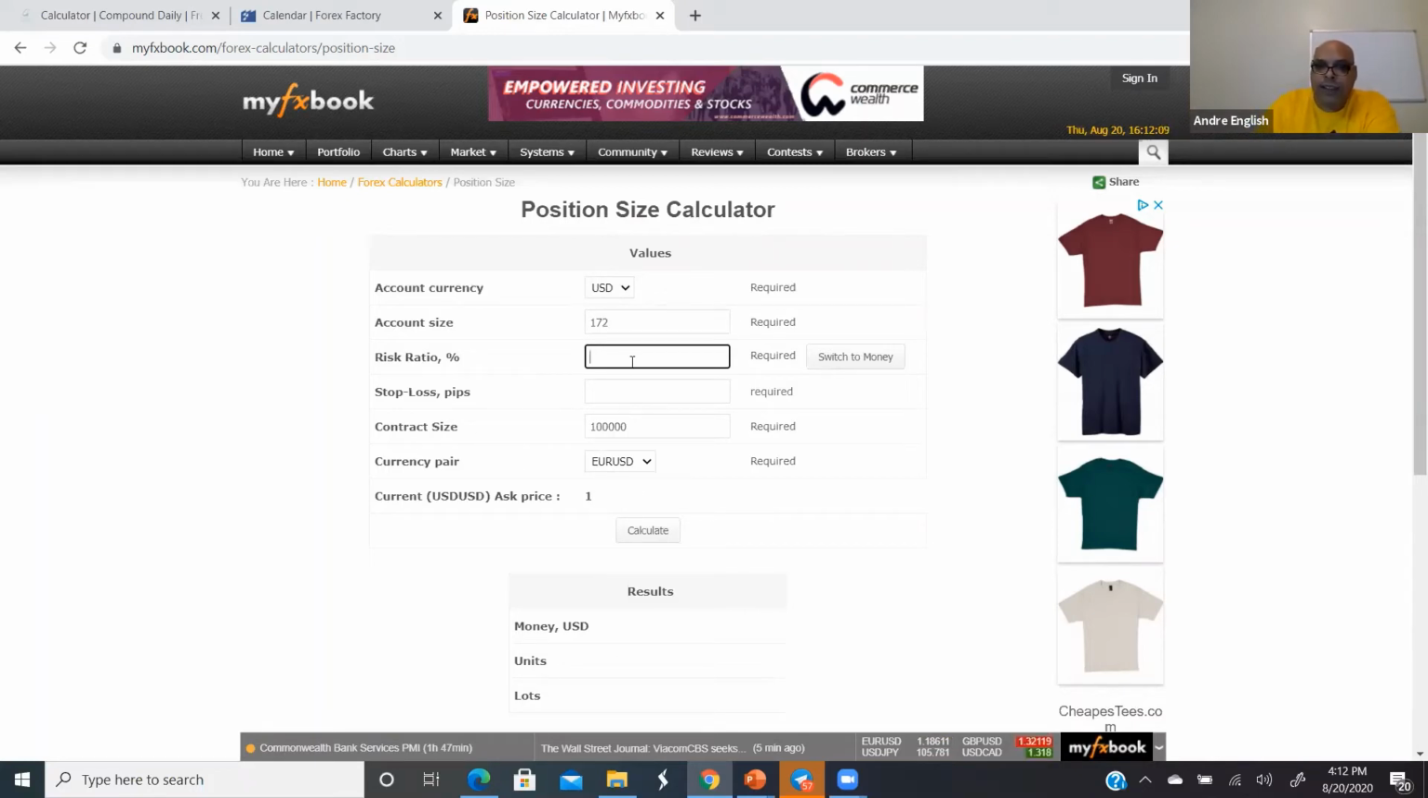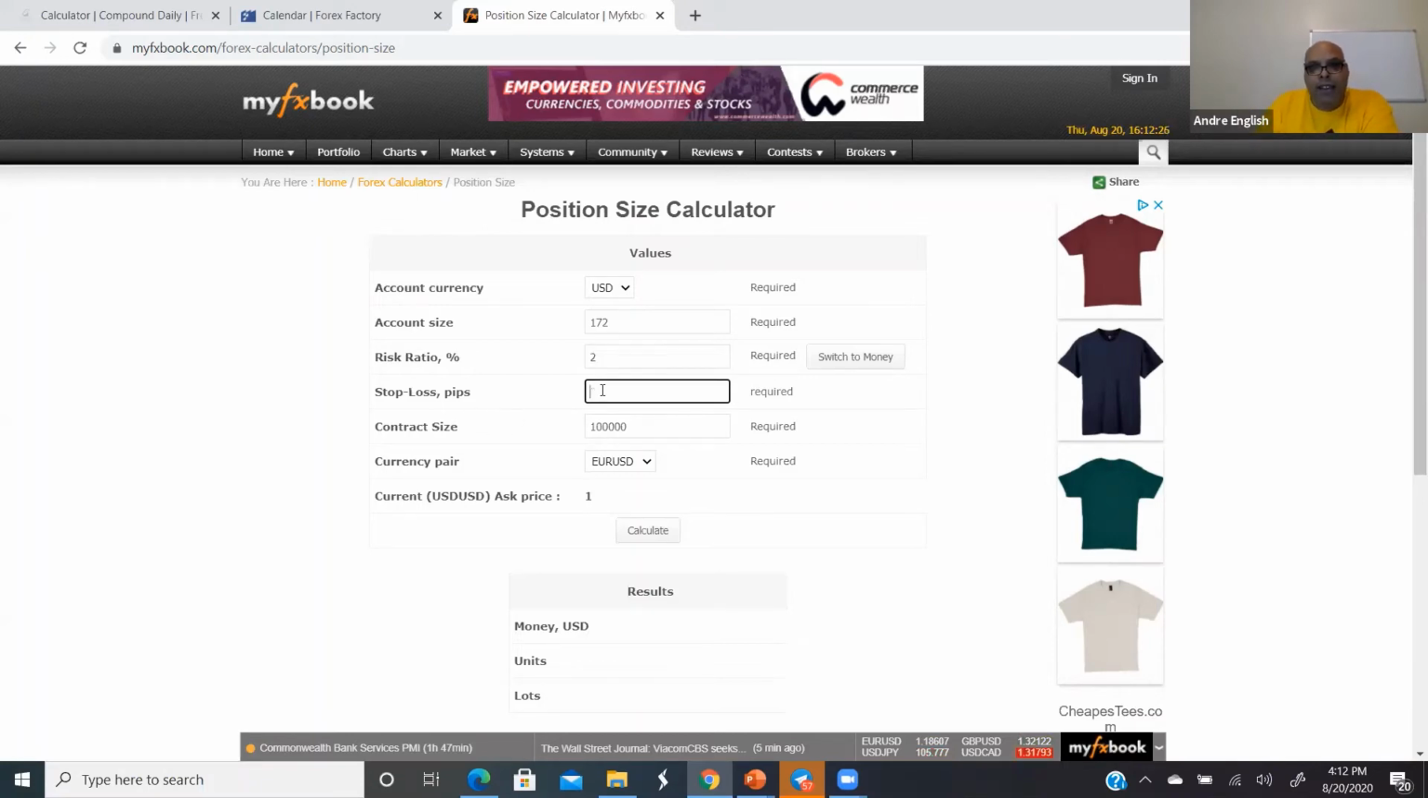We want to risk 2% of our account on this particular trade. Maybe on a trade that we're really excited about, we might do 3%, but in general, we only risk 2 to 3% on our trades. We might even risk 1% on a particular trade, depending.